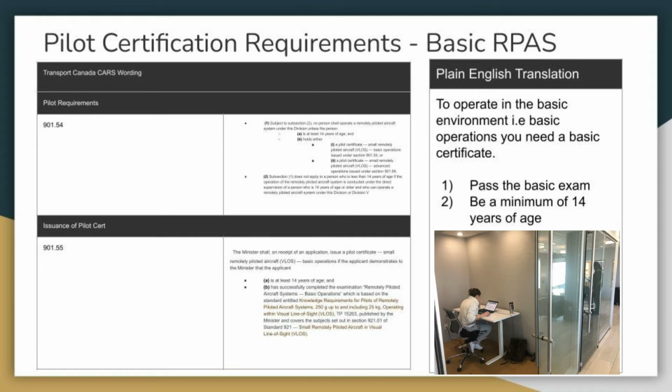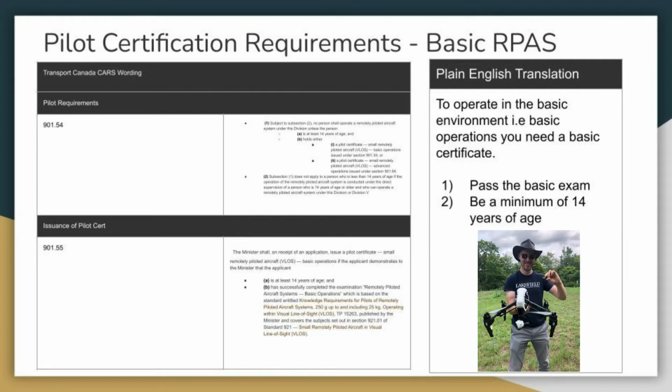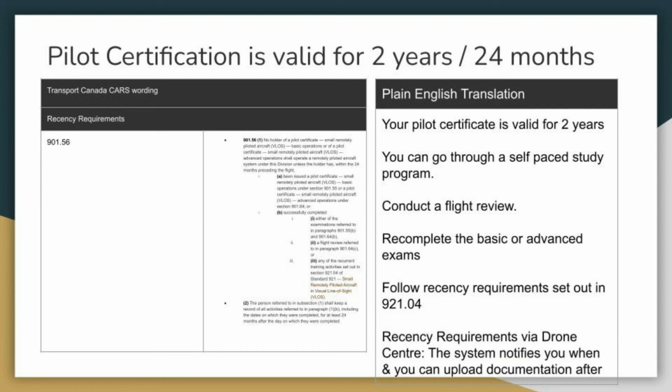So let me repeat that again. If you're writing the advanced exam, do not be surprised when you pass that your license will still remain basic. Okay? Once you've done the flight review, that unlocks the advanced category after you've paid the government their cut. Now, pilot certification is valid for 2 years or 24 months.